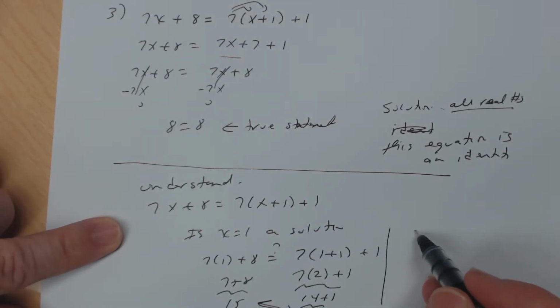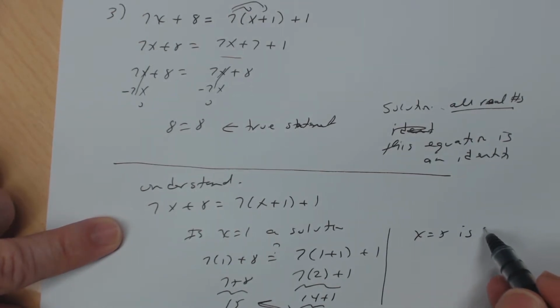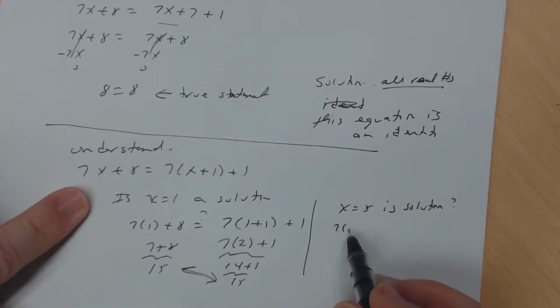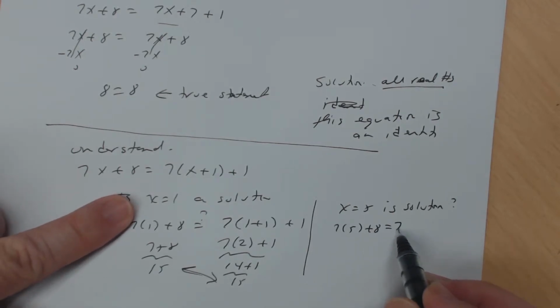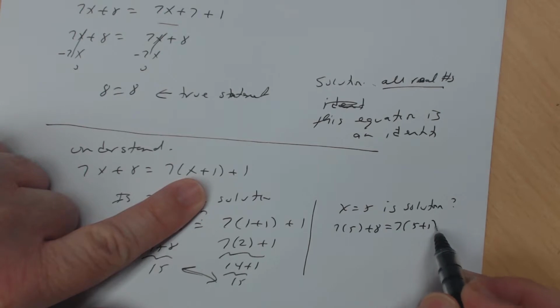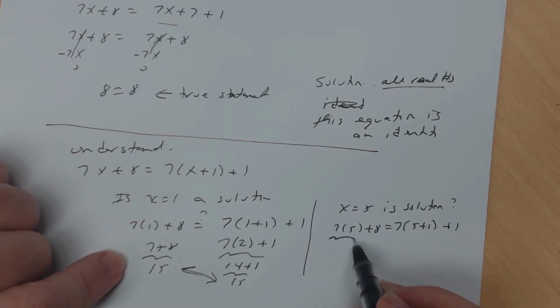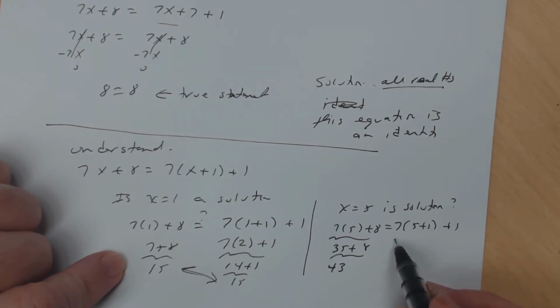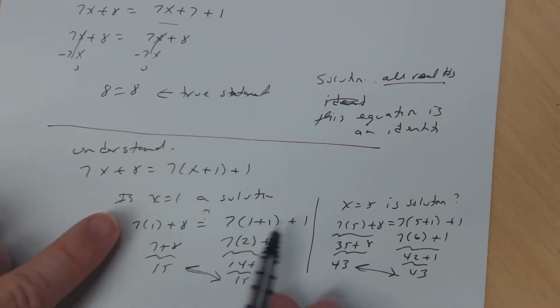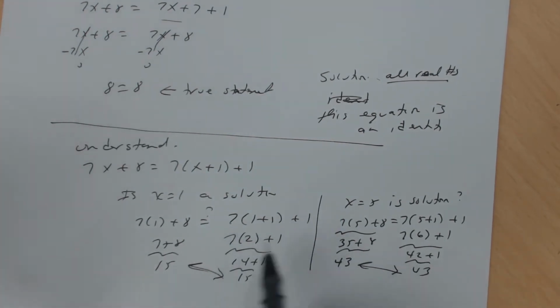All right, if you try x equal, let's say, 5. Is x equal 5 a solution? Well, plug in 5. So you get 7 times 5 plus 8, and we'll see if that's going to equal 7 times 5 plus 1 plus 1. 7 times 5 is 35, and 35 plus 8 is going to be 43. Over here, that's going to be 7 times 6 plus 1. So that's 42 plus 1, which is 43. So notice, if you keep on, you'll see that the left side will always equal the right side no matter what number you plug into x. So it's all real numbers.